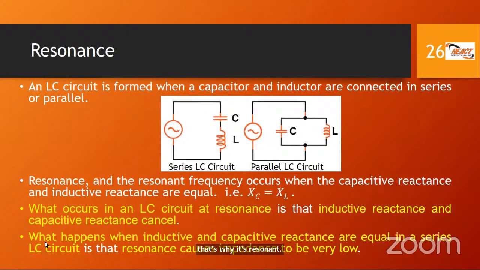And also another exam question: what happens when inductive and capacitive reactance are equal in a series LC circuit? Resonance causes the impedance to be very low. So this is saying the same thing as before in just a different way, right? When you have resonance occurring, impedance is very low. So two exam questions that we must know.